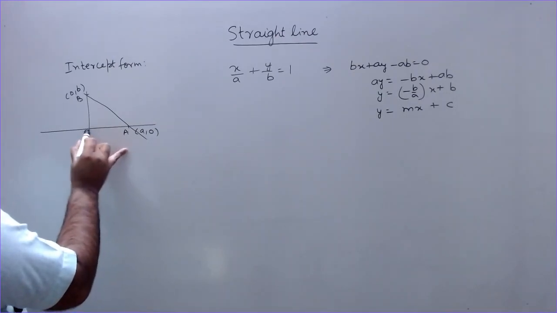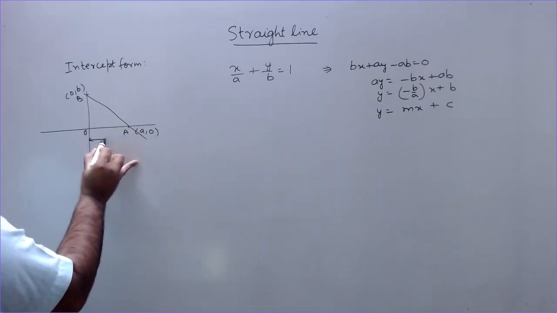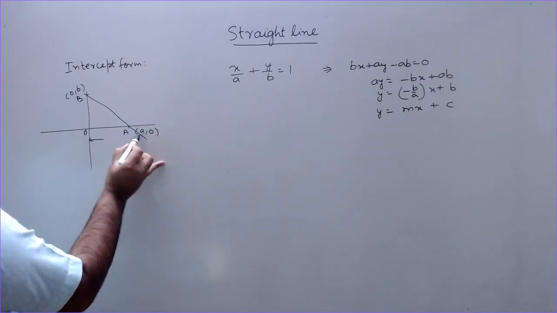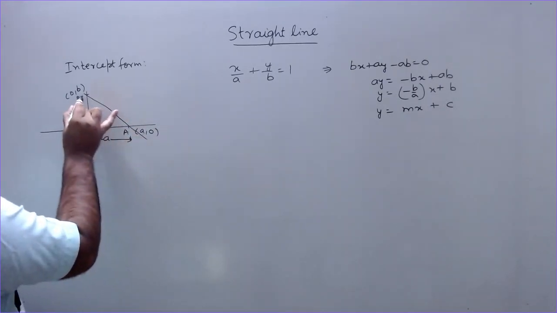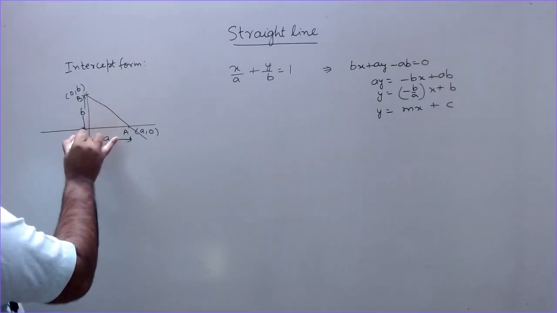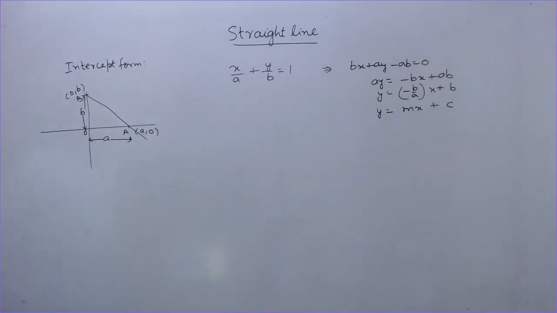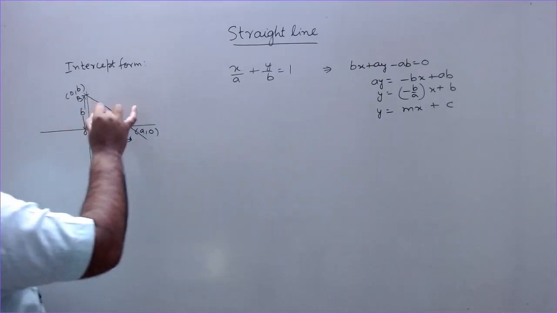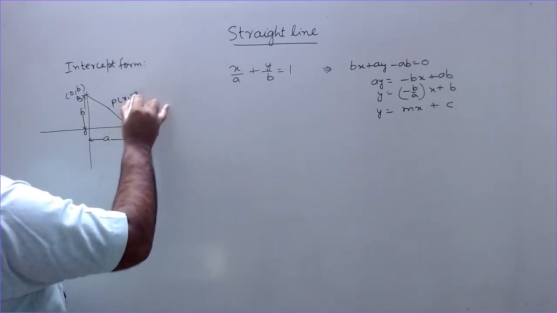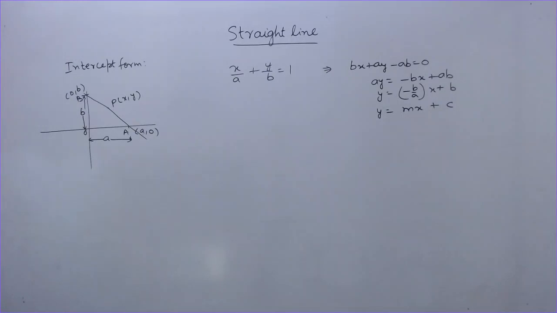So this is the intercept on the x-axis, which is equal to the x coordinate a, and similarly the intercept on the y-axis is b, the y coordinate b here. So the line which is passing through any point, say P, which is xy, and having intercepts a and b on the x and y axes, has this equation: x by a plus y by b is equal to 1. So this equation, as you know, can also be converted into another form.